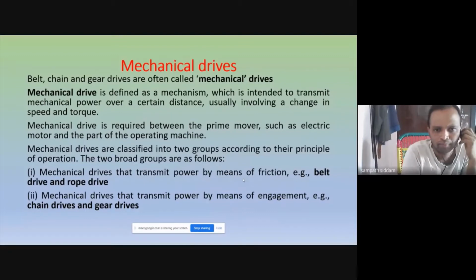As I told you earlier, these mechanical drives are classified into 2. One is mechanical drives that transmit power by means of friction. When power is transferred with the help of friction, examples are belts and rope drives. The other is mechanical drives that transmit power by means of engagement in between, that is chain drives and gear drives.